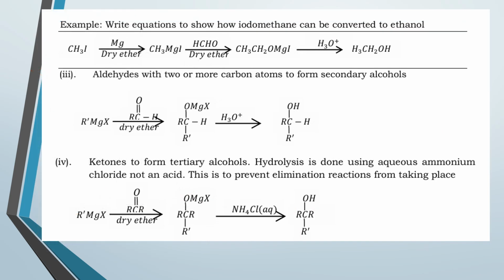So these two involve reactions of Grignard synthesis using aldehydes. And then when it comes to ketones, we are going to be using ammonium chloride to remove this magnesium halide in order to get our respective alcohol. So hydrolysis is always going to be by ammonium chloride whenever you are dealing with ketones. And remember that ketones are going to be in the following format. However, also for this case, we are going to be using dry ether.